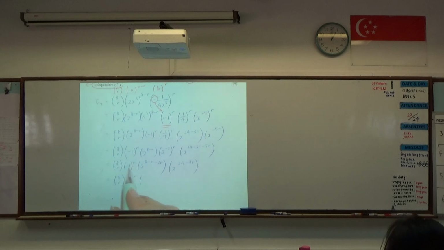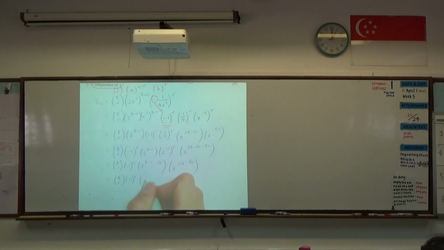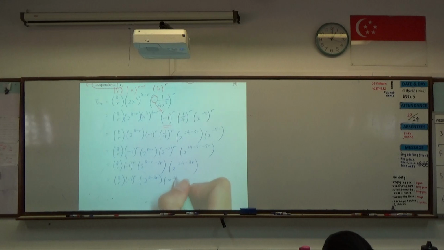Okay, this negative 1 to the power r, you notice that it's always standing alone by itself. Just let it be. We cannot evaluate whether negative 1 to the power of r is going to be positive or negative in the end, because it highly depends on the r value itself, whether it's even or odd, which we do not know. So, 2 to the power 8 minus 3r, x to the power 24 minus 8r.